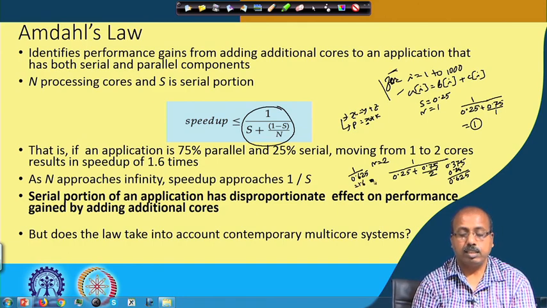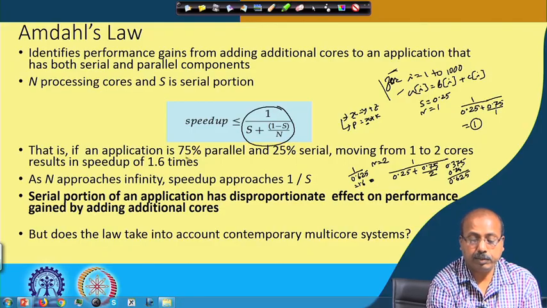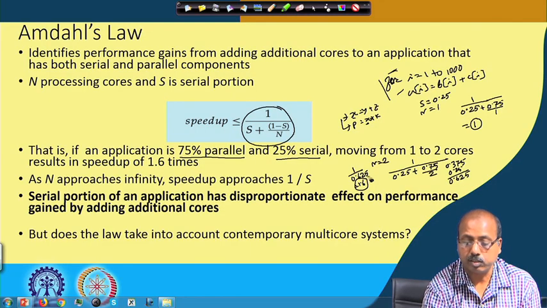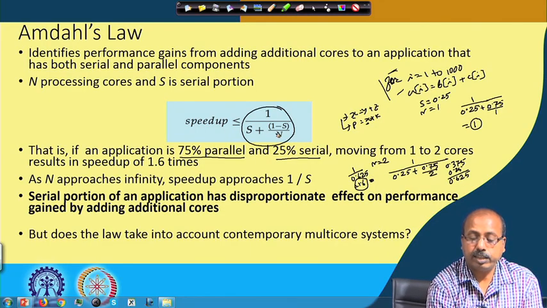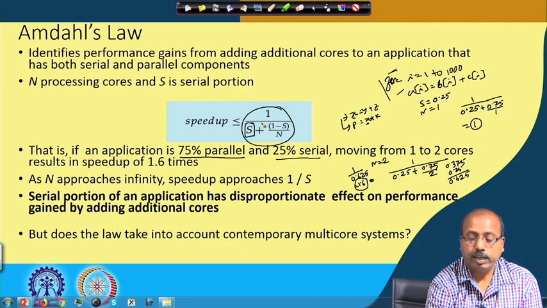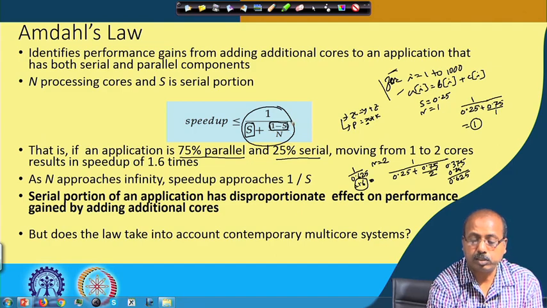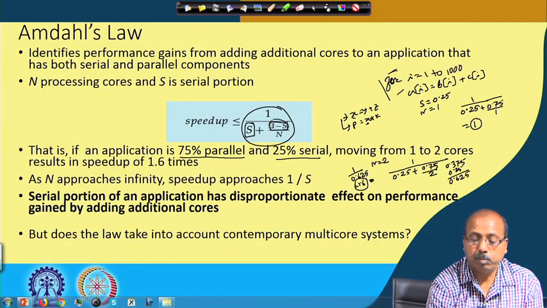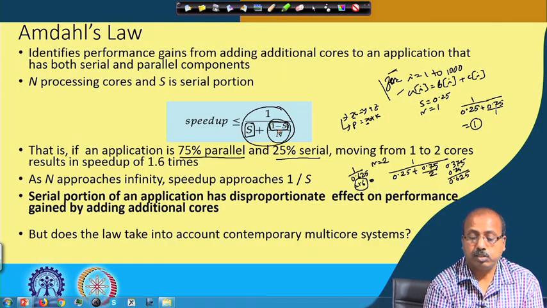So, that means if you go from one processor to 2 processors and the code is 75% parallel and 25% serial, then you can get a speed improvement of 1.6 only. Now, if you look into this expression carefully, this is the serial portion, so I cannot do anything here, and this 1 minus S is the parallel portion. If you have more processors, this time will reduce by a factor of n, theoretically of course. This is not the practical thing.